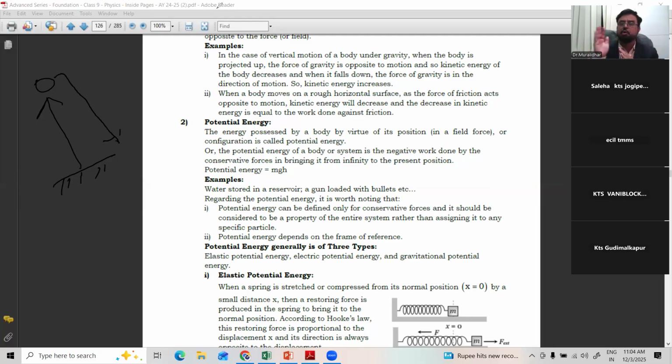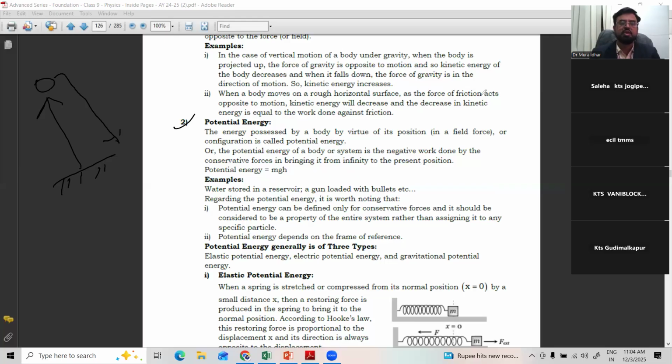Potential plus kinetic is equal to mechanical energy, which is always constant, whether the body is dropped or projected or moving along the road. Because we know that energy can neither be created nor destroyed, as per the law of conservation of energy, which we learned in the earlier classes. I already told you about potential energy. Many examples can be given for the conservation of energy.